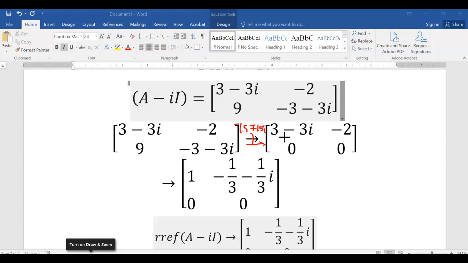And then in order to get a 1 in this entry, it turns out you'd have to multiply that first row by 1/6 plus 1/6 times i. And if you do that, you get the matrix 1, this complex number, and then 0, 0. So that is the row reduced echelon form of that matrix.